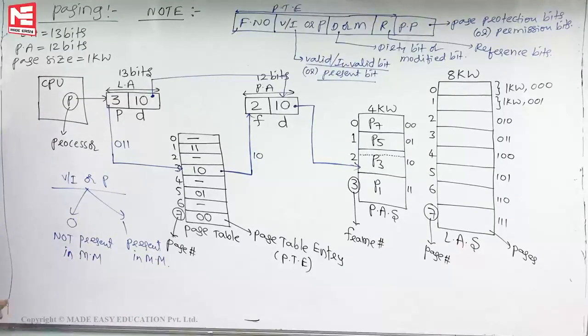Copy करो इसको अच्छे से. Valid invalid bit or present bit. It takes only one bit, 0 or 1. 0 है तो not present in the main memory, 1 है तो present in the main memory. Copy this.